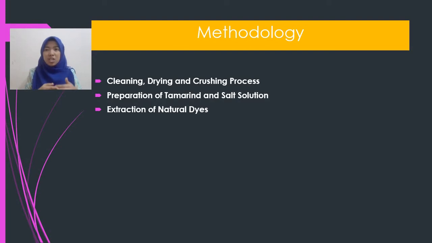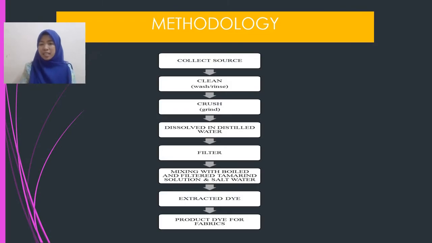So the salt will associate with the fiber so that it is located handy for the formation of the chemical bonds between the dyes and the fabric. And the third stage is extraction of the natural dyes. For this extraction, we use cooking oil as the solvent. The first step is to collect the sources, which are the turmeric and Asian pigeon wings. Then we need to wash it using water and rinse it.